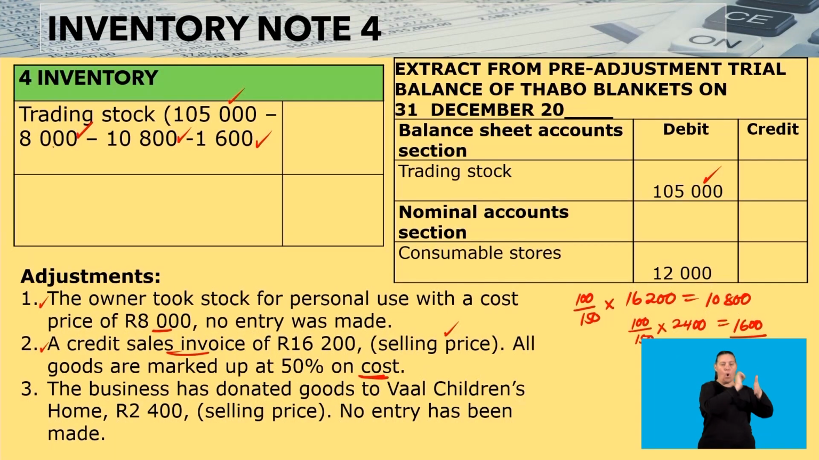All right? So all the adjustments that I'm dealing with were not recorded, and we have to understand how they affect our inventory. So the first one, the owner took goods, we subtracted. The next one, we sold goods, but it was not recorded. We have to get the cost. So we got the cost, we subtracted it. The last one, we donated goods. When goods are donated, we record the donations on cost. We subtracted the 1,600.